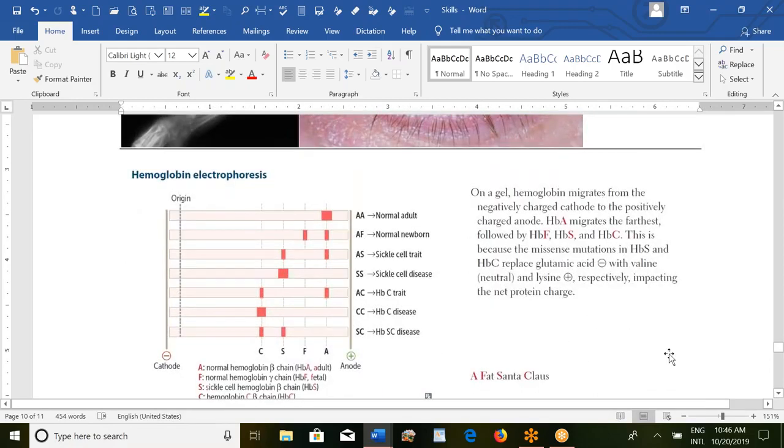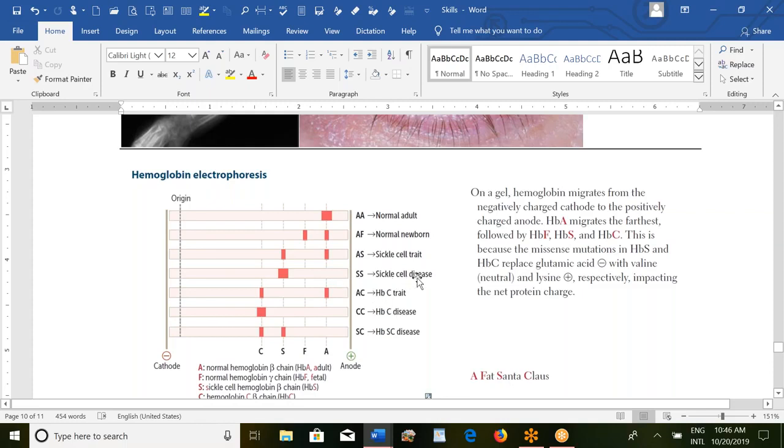Here, they can show you a picture like this. Of course, they will not ask you to comment on all of these. There will be some abnormality. For us, the abnormality of interest should be whether this patient is a sickler or not. So, hemoglobin electrophoresis, that is our script. HbSC will be the carrier, and SS will be the disease. Sickle cell disease.